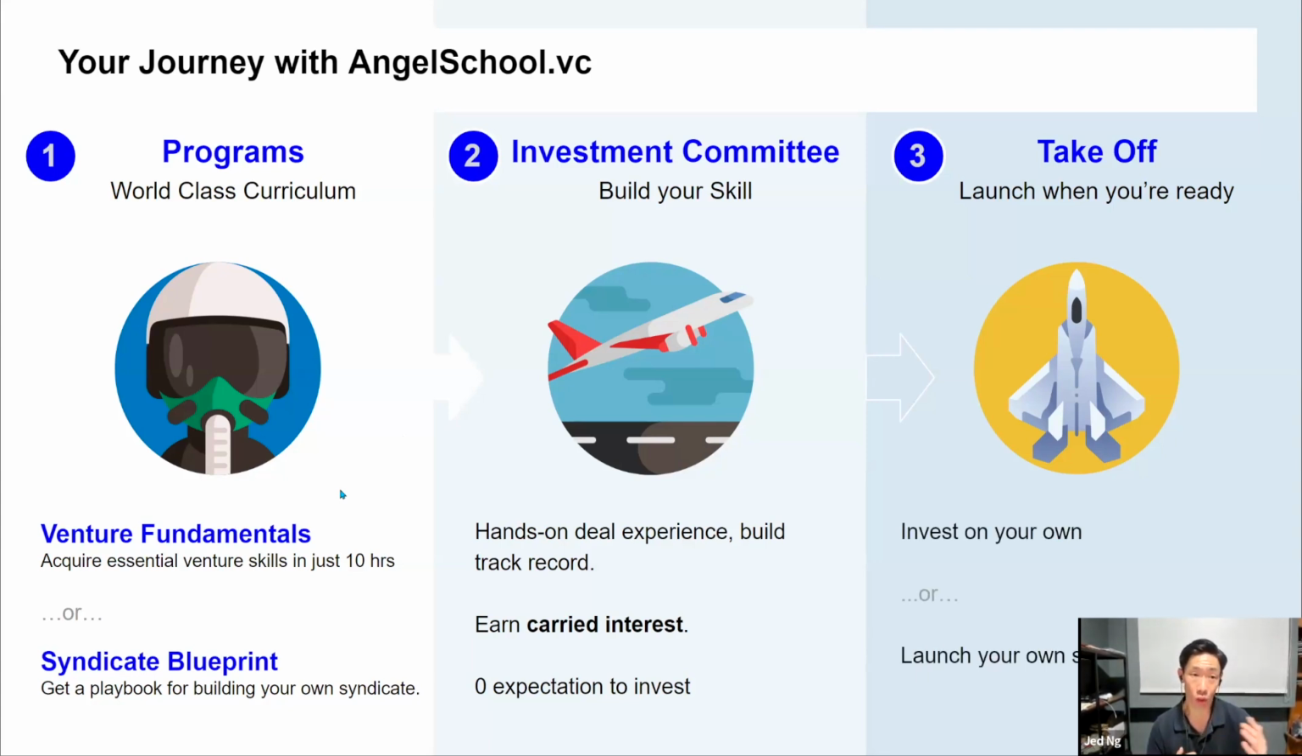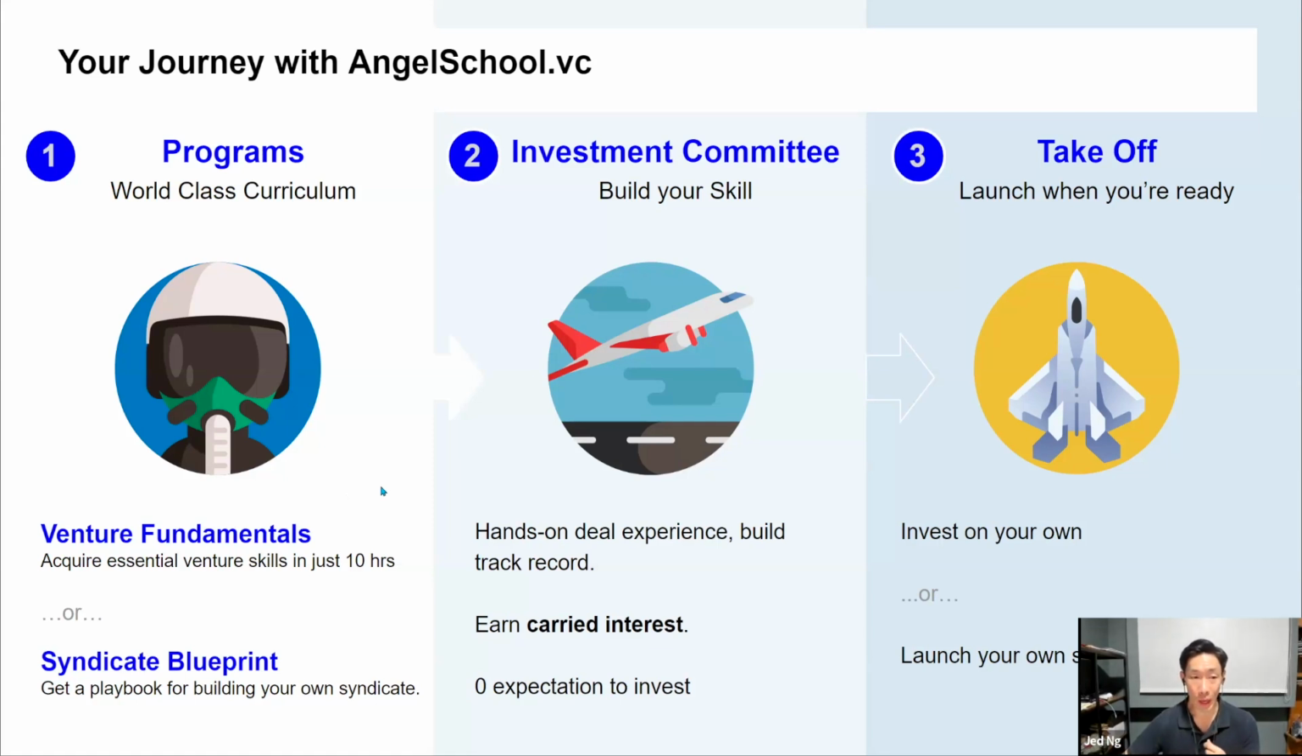Or for those of you who are further along, you can launch your own syndicate. So this is our philosophy of 1, 2, and 3. This is our approach of how we work with the investor community and give value to all of you. But this is also part of our strategy.